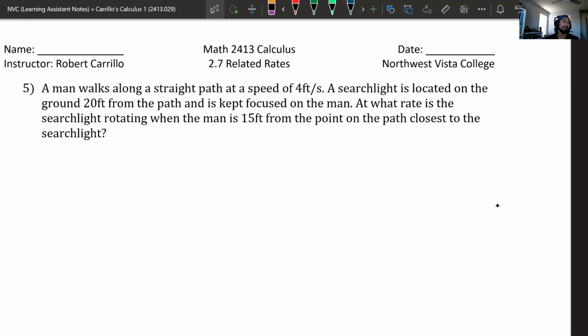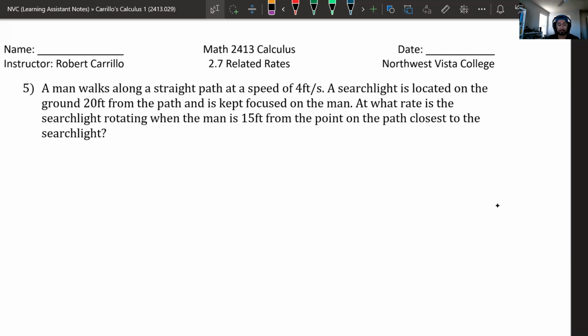Cool. Okay. So a man walks along a straight path at the speed of 4 feet per second. A searchlight is located on the ground 20 feet from the path and is kept focused on the man. At what rate is the searchlight rotating when the man is 15 feet from the point on the path closest to the searchlight?